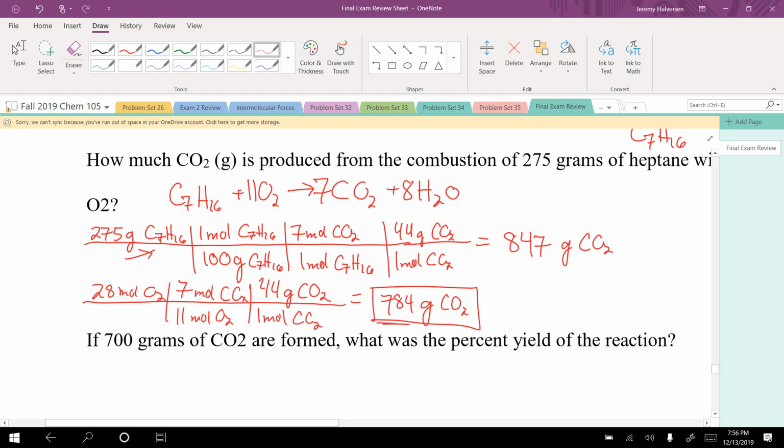If it says excess oxygen, that means don't think about the oxygen. Just think about the one they give you. I don't know who asked that. Okay. I was just generally looking in that direction.